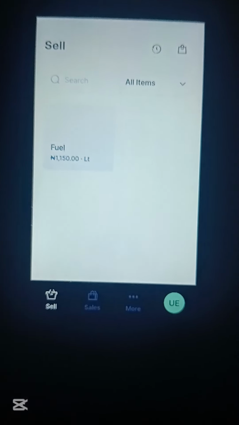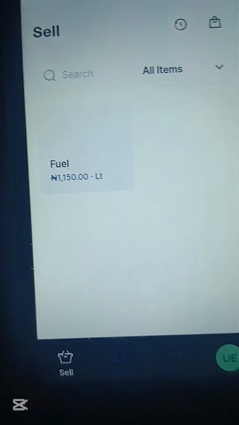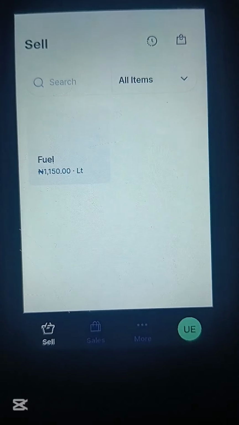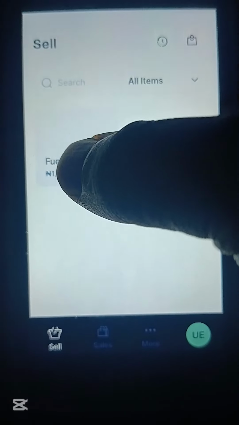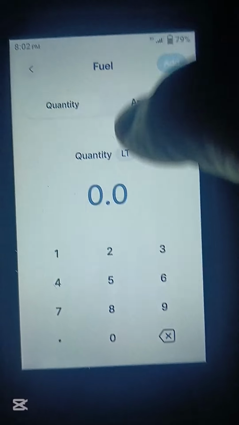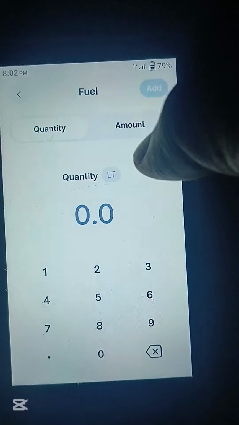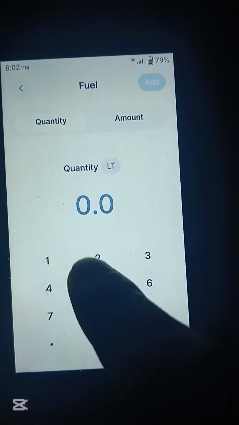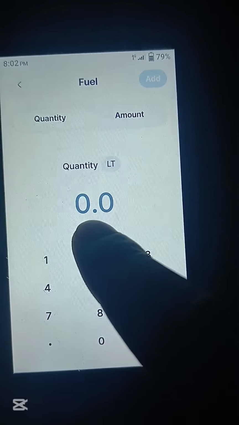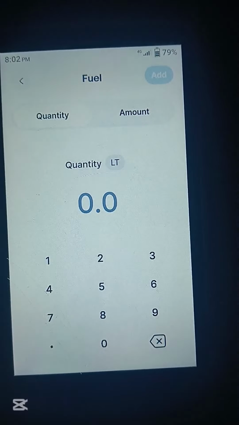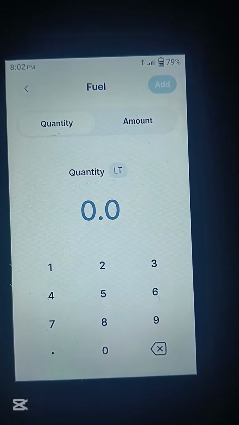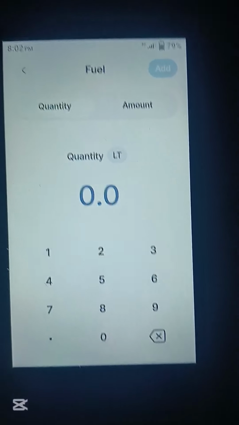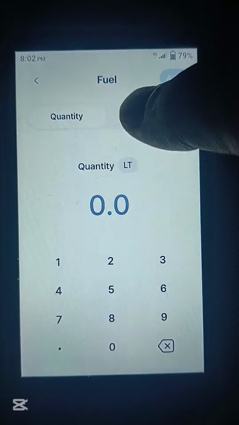If you check here on the POS, the item has now appeared on the POS screen. Let's click and see how it looks. When we click on this, we now have the quantity and the amount. If we had written only one, it would just give us the quantity, determining the number of products. It would not give you the option for amount.